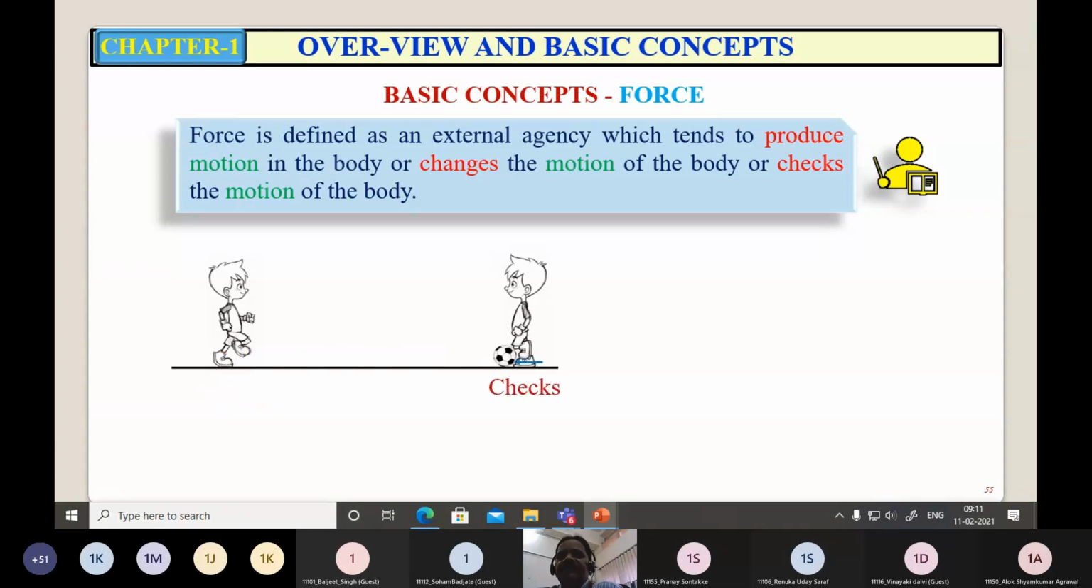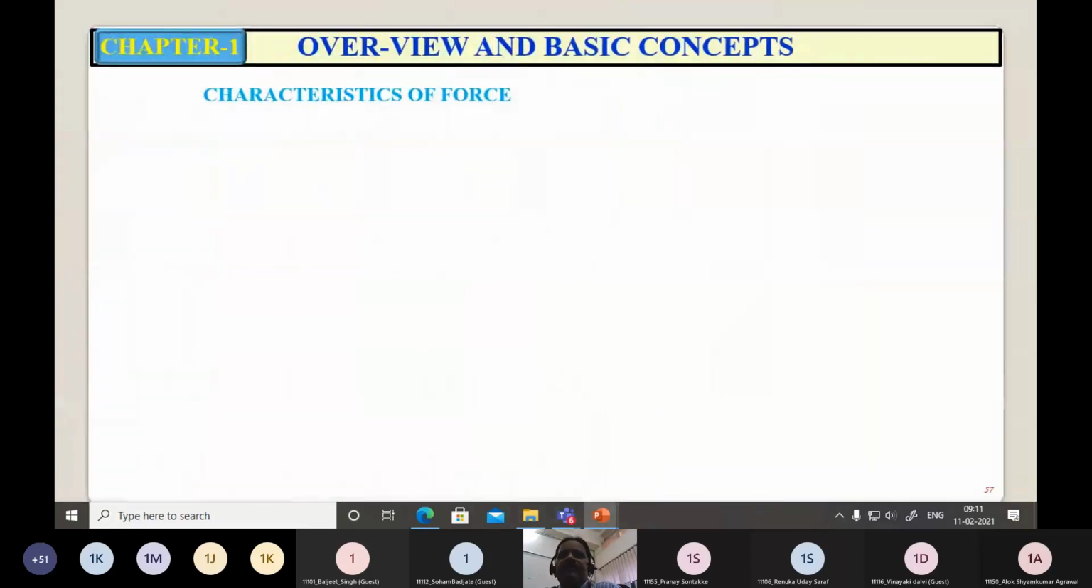At the other end, by applying force again, the ball which is in motion is stopped by applying the force in the opposite direction. That means he checks the motion of the body. Suppose the ball is moving with some velocity and some force is applied, the acceleration of the body is changing. Means the state of motion of the body is changing, right? So the force is the agency which tends to produce motion or checks the motion or changes the motion of the body. In order to define the force completely, you must know its 4 characteristics.